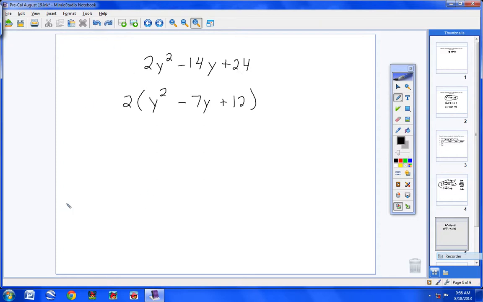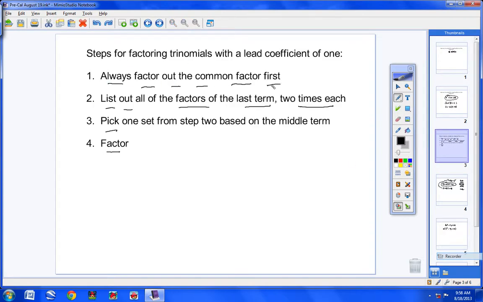So we're good. Now listen men, look at the trinomial you're left with on the inside. It's a trinomial, 1, 2, 3, we have 3 terms. And what's the lead coefficient right here? A 1. We have a lead coefficient of 1. And that's what we're doing today. We're factoring trinomials that have a lead coefficient of 1. So step 1 said, pull out everything that's common. We did that. Step 2 says, list out the factors of the last term. So let's go to the last term.